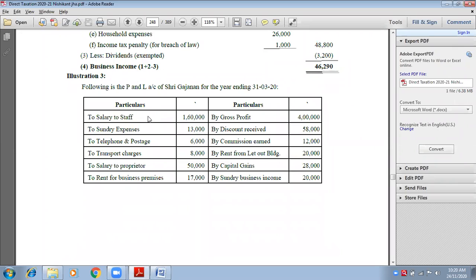Salary to staff. We need to disallow, yes or no? See, if it is related to business, let it be. If it is not related to business, then we have to disallow. So salary to staff, tell me, is it disallowed or not? No ma'am, it will not go. Very good, because it is related to business.